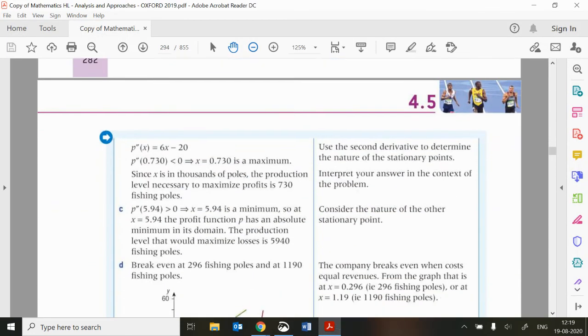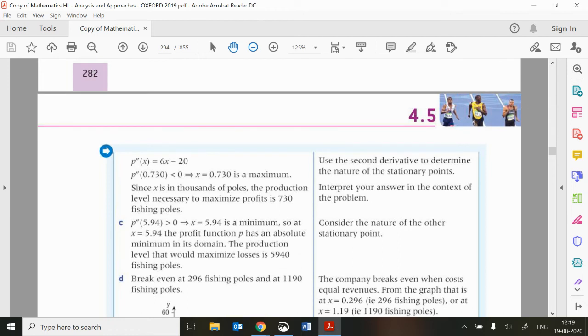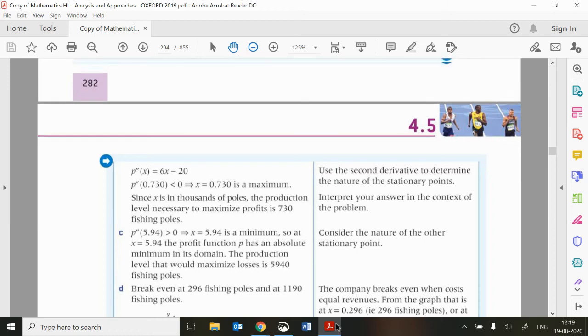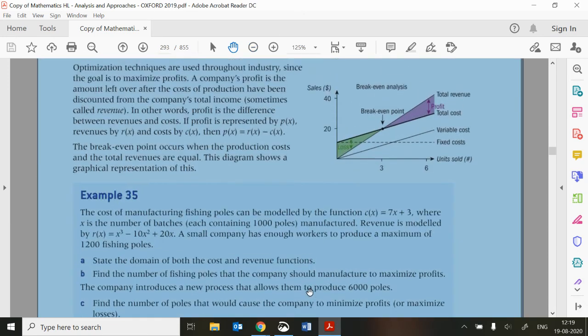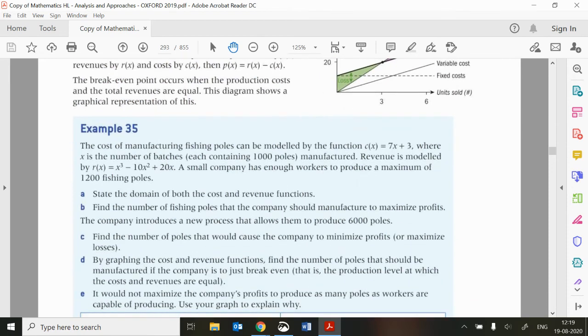And for C, yeah, they're saying that the production level that would maximize losses is 5,940. We should check there as well that on our function that we created, when we're putting in x there, you're not getting out a lower value. Okay, well, let's actually draw our function. Okay, so let's go to Desmos here. Check this, because we need to check these endpoints.